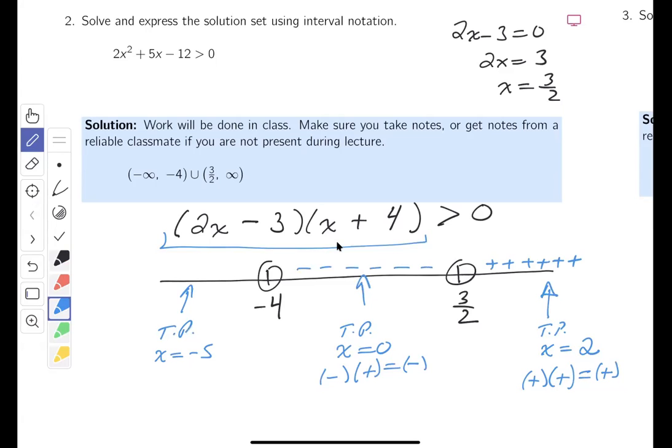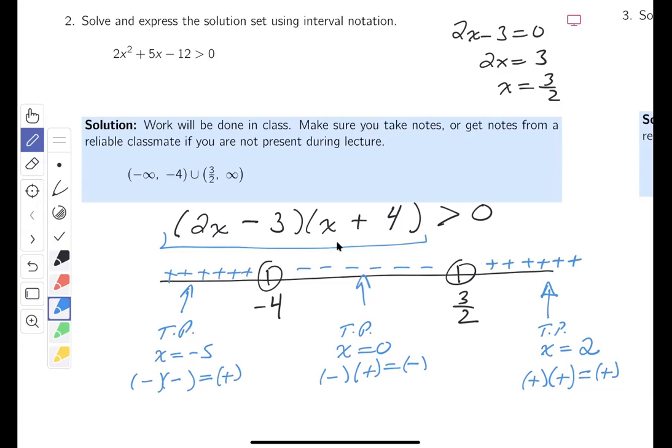All right, let's try minus 5. If you plug in minus 5 to the first factor, what would you get? Well, you get minus 10 minus 3, which is minus 13, a negative number. If you plug in minus 5 to the second factor, you would get minus 1, because minus 5 plus 4 is minus 1, which is a negative number. What's a negative times a negative? A positive number. So this interval here is always going to be positive.